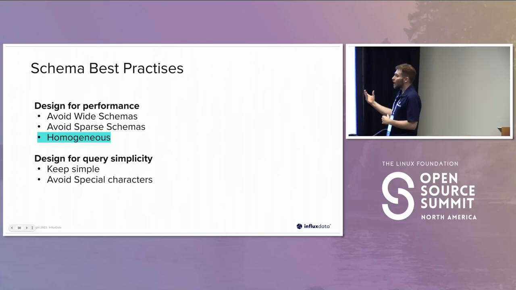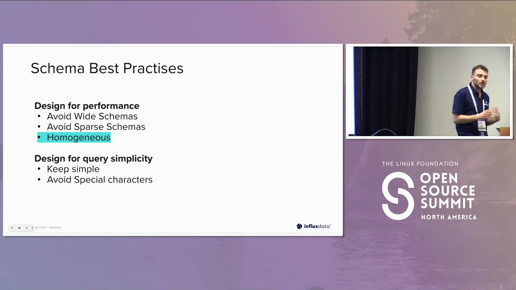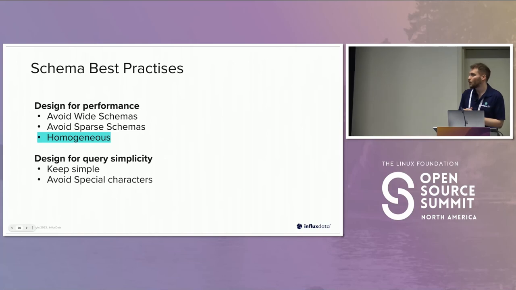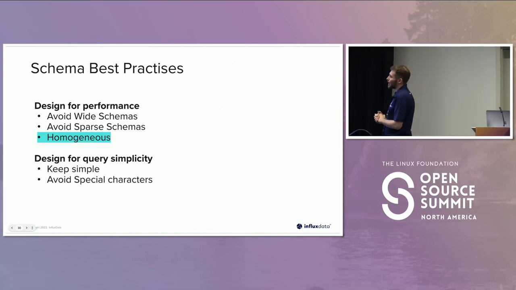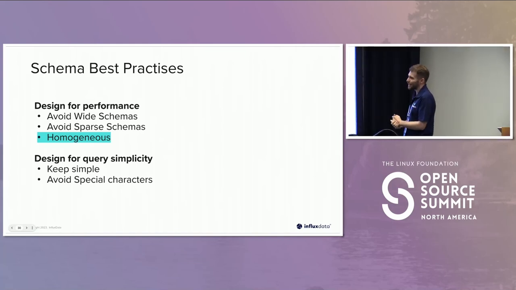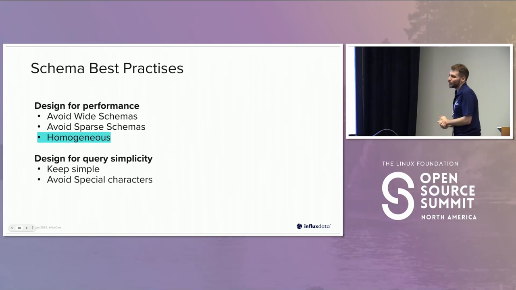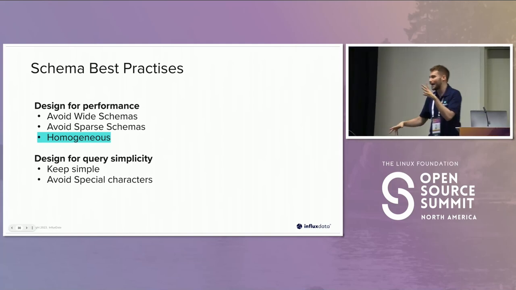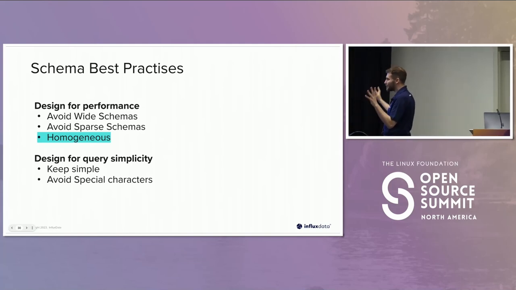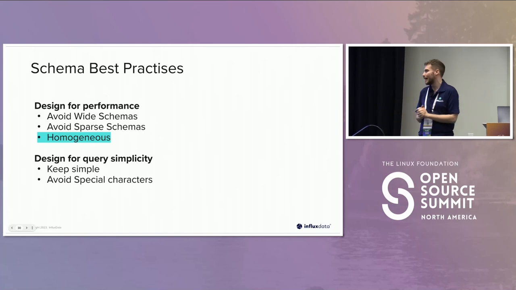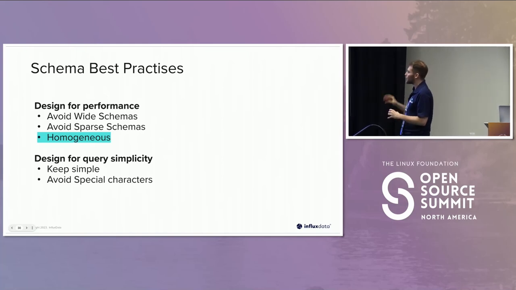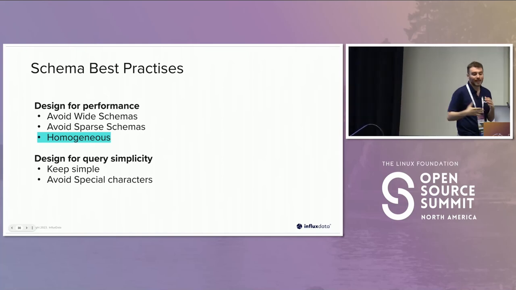The second thing is design for query simplicity. So remember, using SQL or InfluxQL, whichever query language you plan to use, if you have really rogue names for your columns, just remember you need to query these columns later. So if you call a column server 124xy-247 something, you're going to have to write that within your SQL query. You're going to have to escape those special characters. So we advise keeping your column names simple.